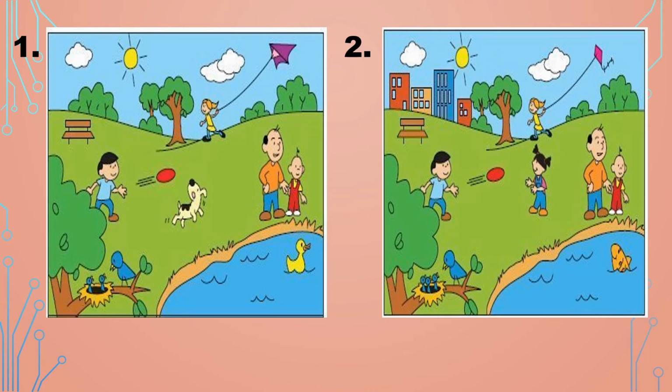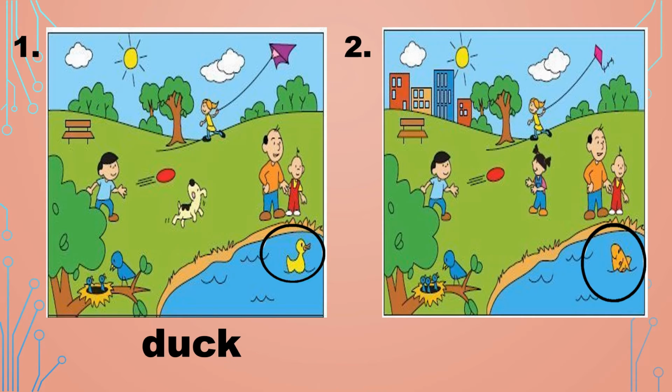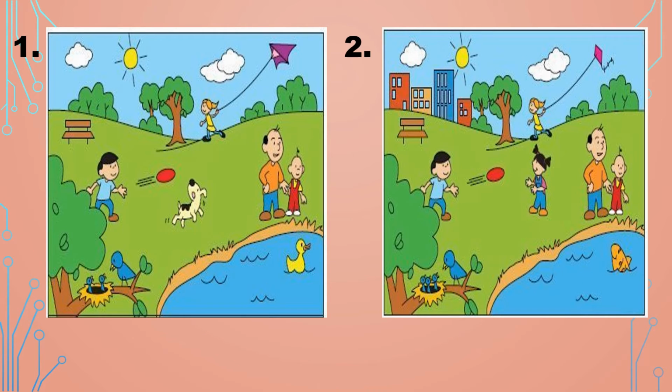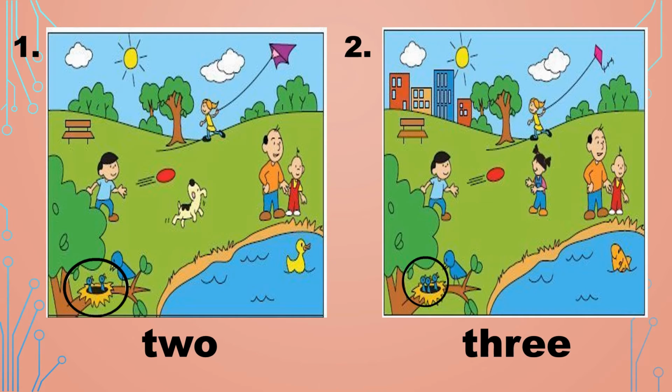Now student, look at the pond in both the picture. In first picture you can see there is a duck in a pond, whereas in second picture you can see there is a fish in a pond. Now student, look at the bird nest. In the first picture you can see there are two baby birds, whereas in second picture you can see there are three baby birds.